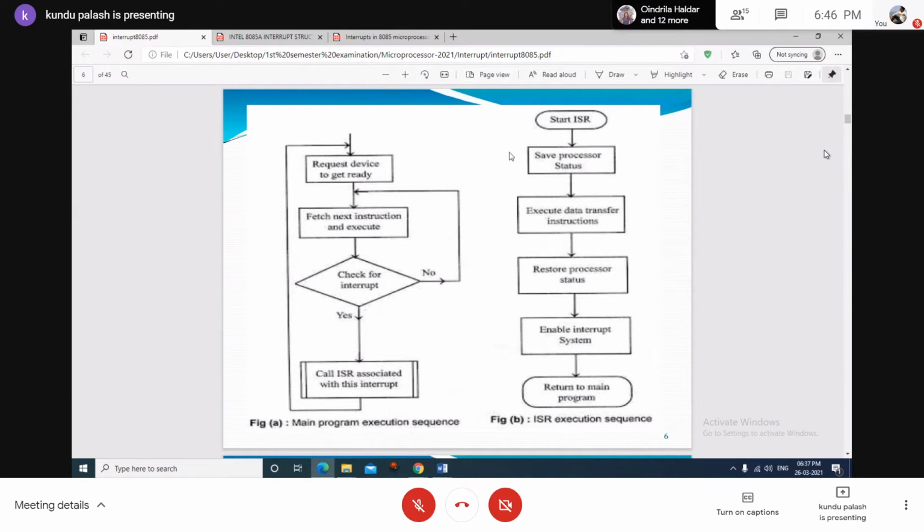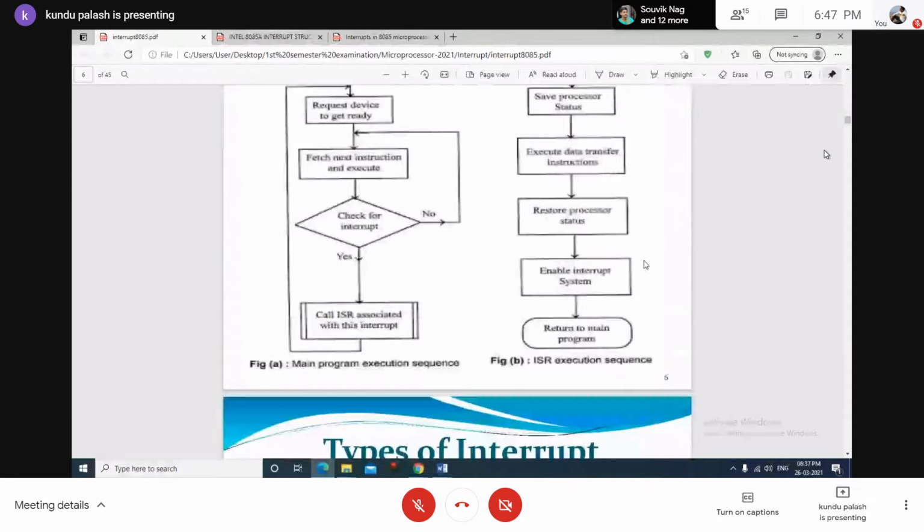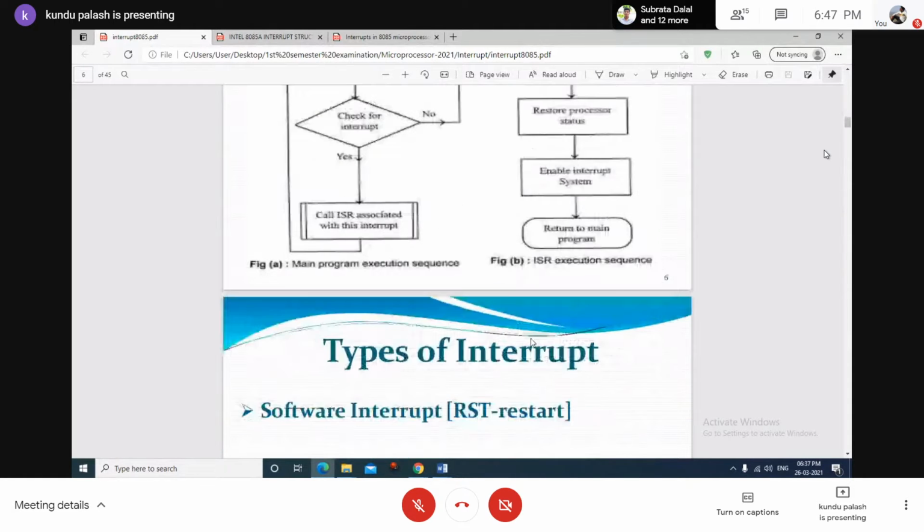So the microprocessor gives attention only when it checks the trueness of this interrupt request signal. Automatically, this part is written here. So there are two flowcharts: one for the ISR, which is called the ISR execution sequence, and another called the mainline program interrupt sequence.